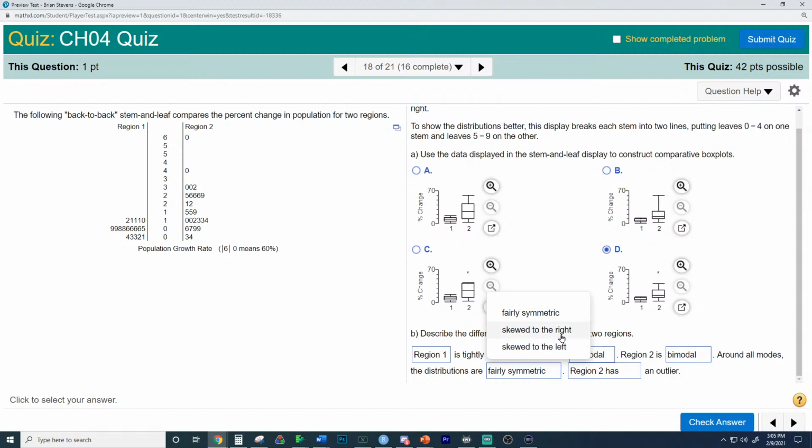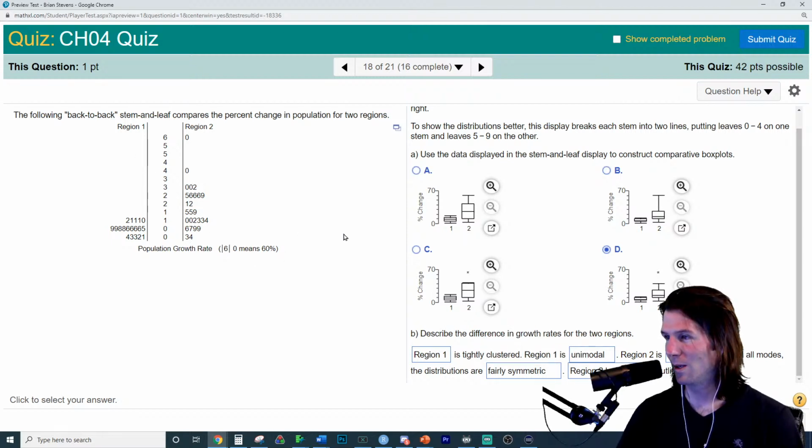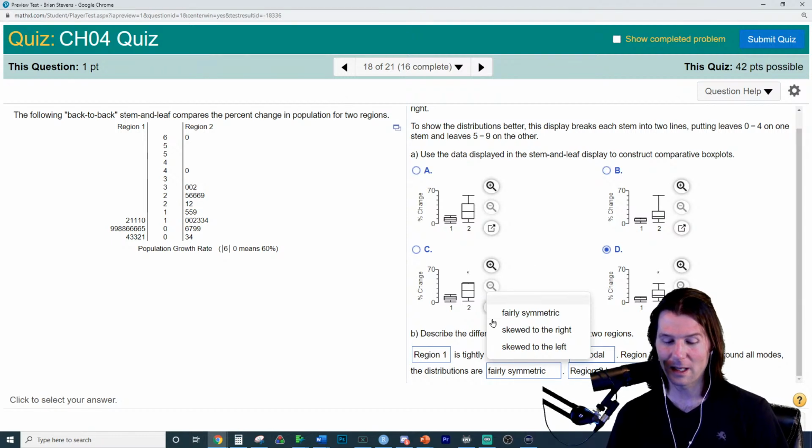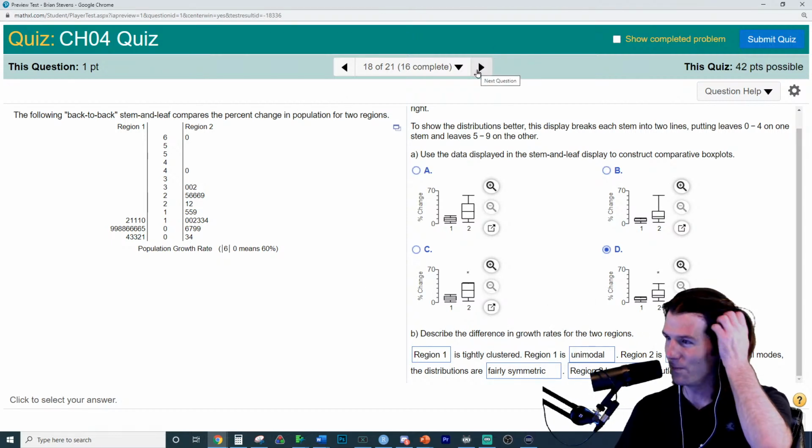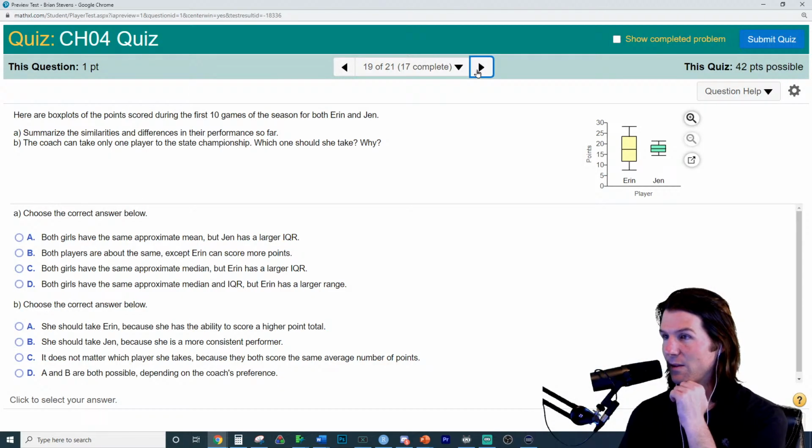How did I guess that was fairly symmetric and not skewed to the right? Well, that's practice. And please tell me if you get this fairly symmetric one wrong again. I don't think that's quite fair. I did say skewed to the right the first time I did this today. There's a little bit of subjectivity in this.